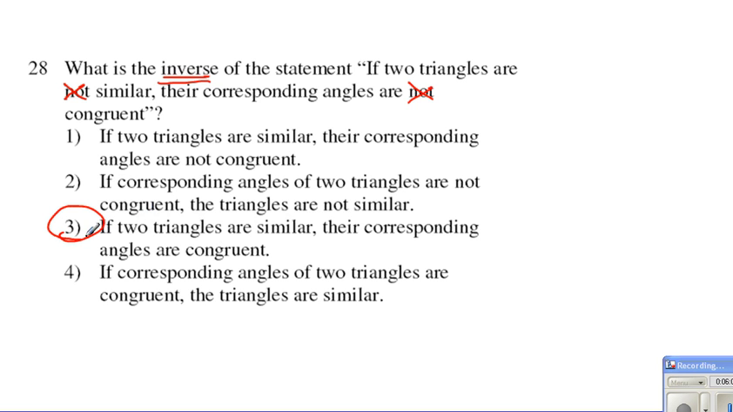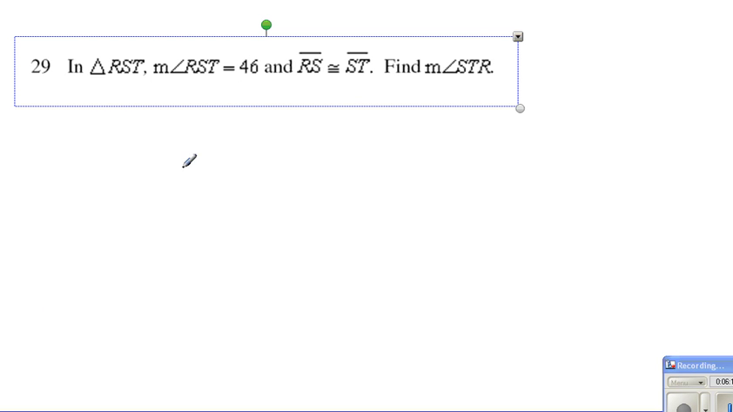The corresponding, so therefore the answer would have been choice 3, because if you simply take away the not, that's what you would have done. Alright, the next question. Here, I believe it would be better if you had to draw the picture.